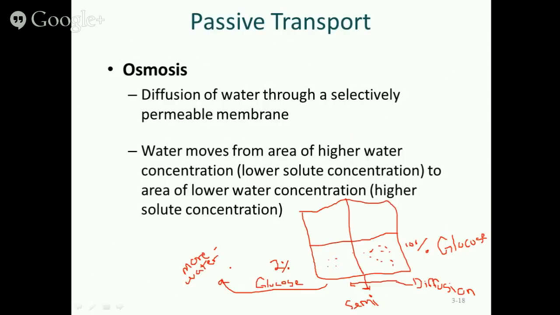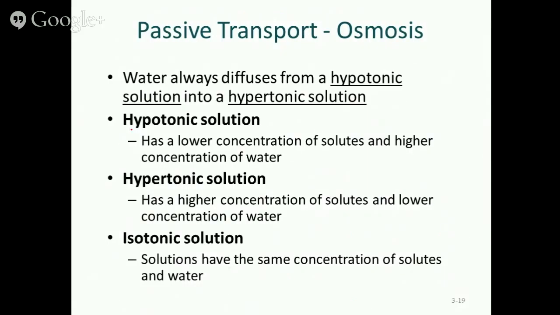So let's talk about these ideas here. You need to know what these terms mean: hypo, hyper, and isotonic solutions. An isotonic solution is a solution where, when we have that semi-permeable membrane, the solute particles and the water are balanced. They're equal on both sides, okay?